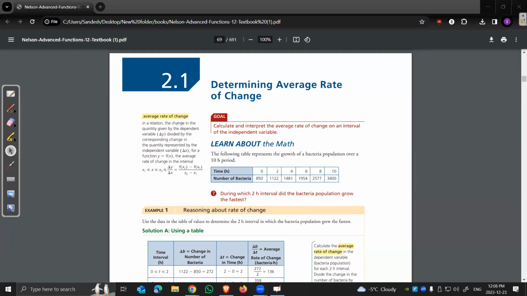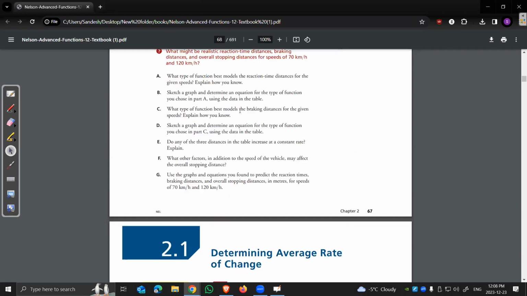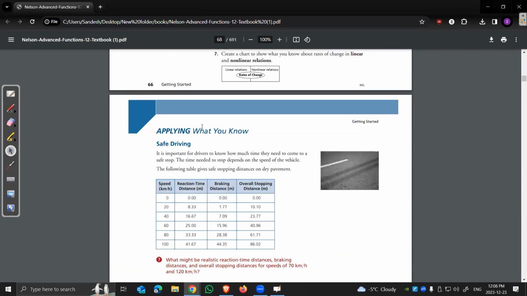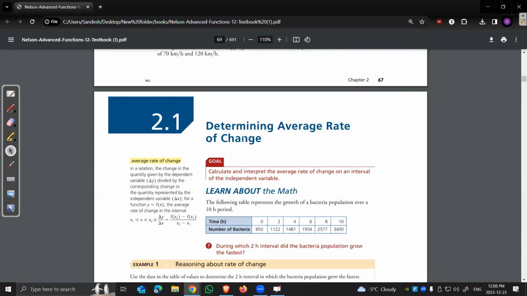All right, let's get into something else. We were doing logs last time. We'll do rate of change. It's a pretty easy topic, not a whole lot going on here.